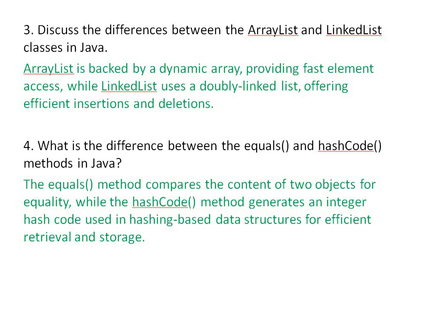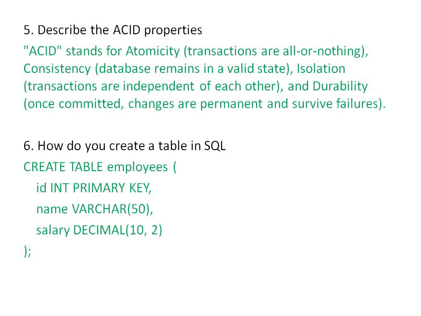Next question is, what are the differences between the equals and hashCode methods in Java? One more suggestion is, when you are preparing for a Java interview, make sure you cover all the concepts of collections. And coming to the answer of this question, the equals method compares the contents of two objects for equality, while the hashCode method generates an integer hash code used in hashing-based data structures for efficient retrieval and storage.